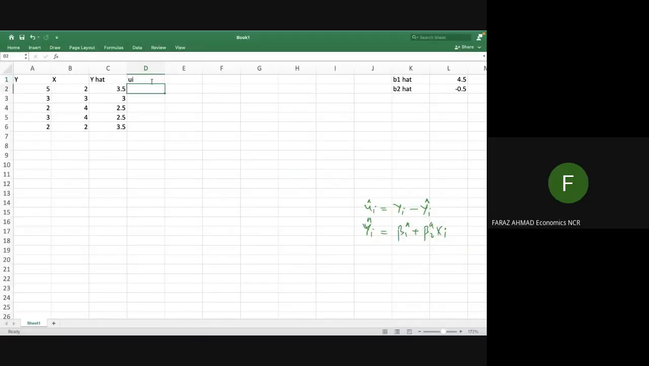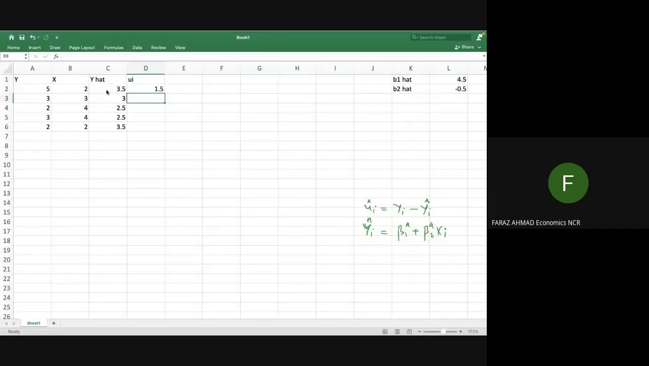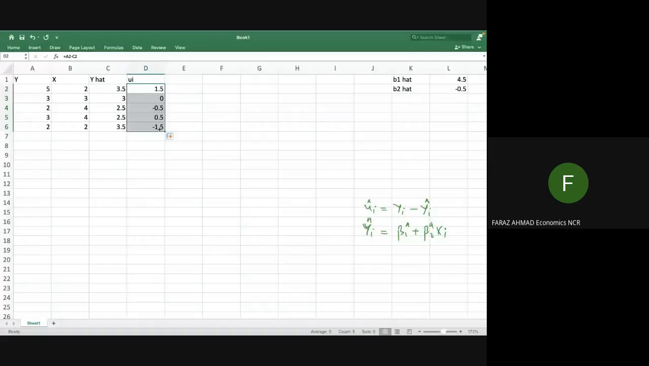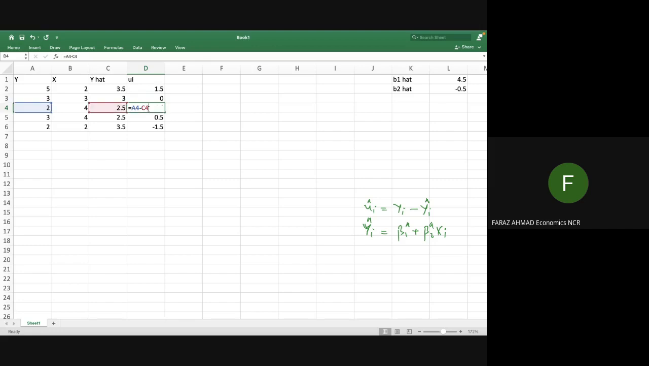Now we can calculate residuals ui using this formula, yi minus yi hat. I'll write whatever yi was, which is 5, minus whatever yi hat was, which is 3.5, and I'll press enter. You can see it will subtract y hat from y, and that's how we got our first residual. I'll copy this formula down and it will do it for all the residuals. You can see the second one, y minus y hat, and this one, y minus y hat. The corresponding calculations are done. So we got our residuals.